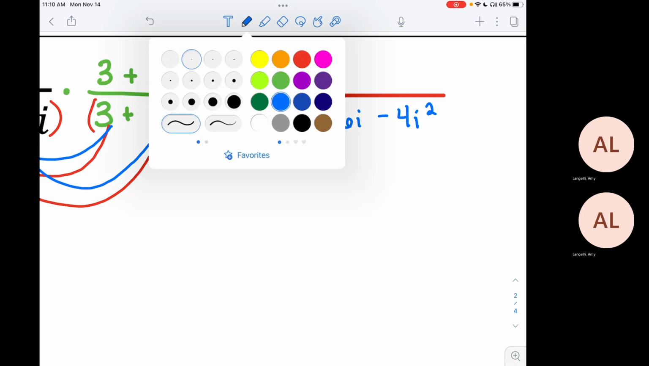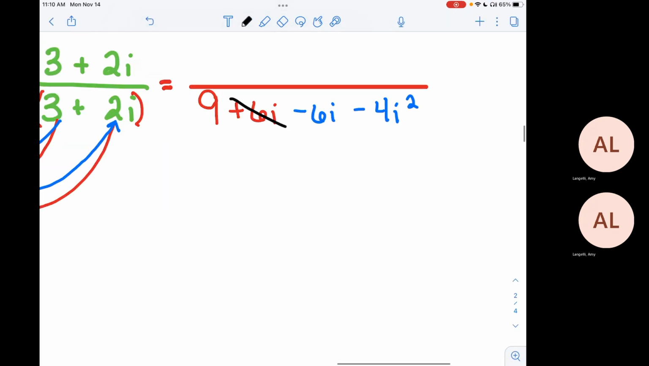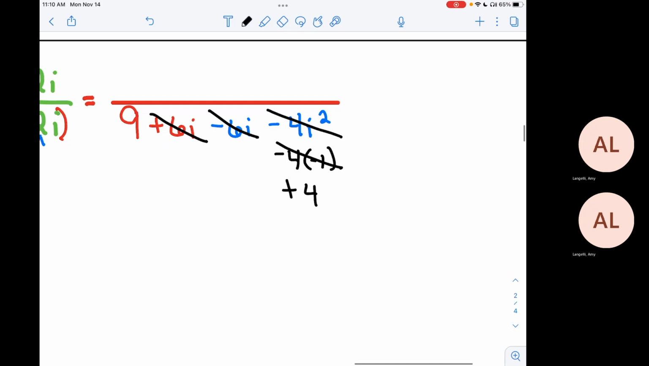Next, I need you to see that these cancel. That's why we had to use the conjugate. If those don't cancel, you did something wrong. I also need you to see, you paying attention back there? Okay. I also need you to see that this is really a minus 4 with a negative 1 because i squared is negative 1. And if it's a negative 4 with a negative 1, what is it really? A positive 4. So your entire denominator is actually a 13.